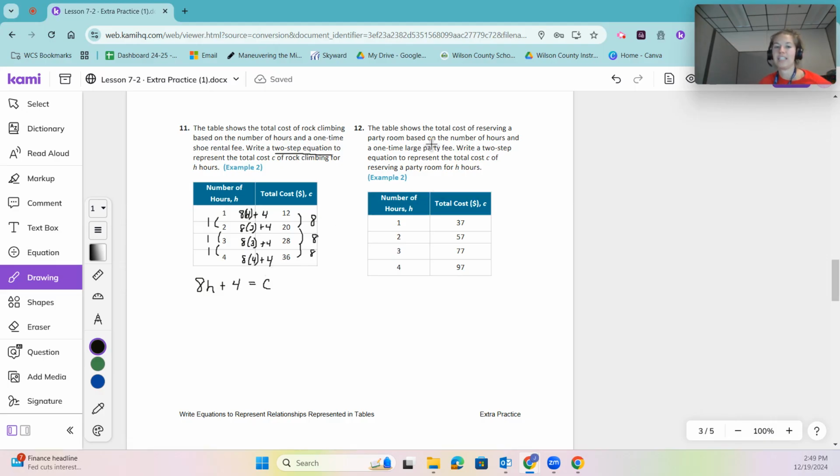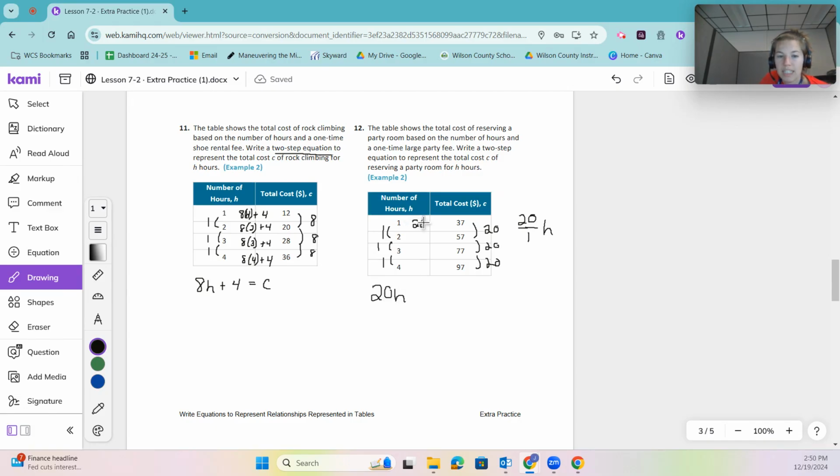Do that same process in the next one. The table shows the total cost of reserving a party room based on the number of hours and a one-time large party fee. Write a two-step equation to represent the total cost of reserving a party room for h hours. So again, 1 times 37, 2 times 37, that does not match. So we need to go back and look at what our rate of change is. 20, 20, 20 per 1 hour on each of these. So it's 20 per hour. So that's 20h.